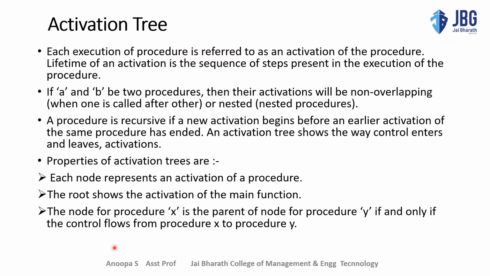So the properties of activation trees are: 1. Each node represents an activation of a procedure and the root always shows the main function. 2. The node for procedure X is a parent of the node for procedure Y, that is, X is the parent and Y is the child, if and only if control flows from X to Y. So if the control is flowing from procedure X to procedure Y, then X will be made the parent node and Y the child node. So these are the properties of activation trees.